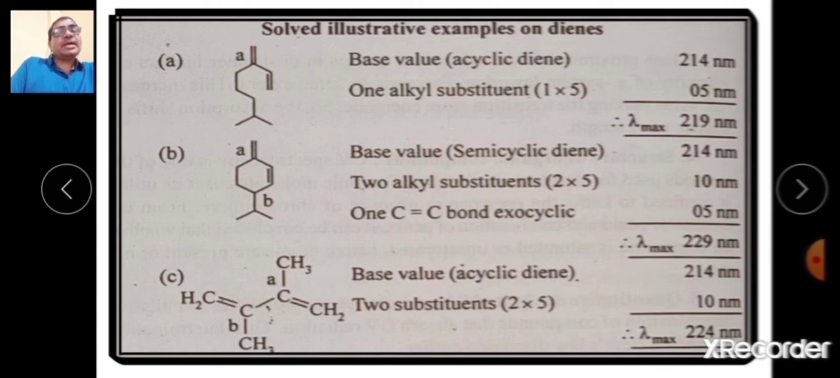Now let us see the third example. Here the diene system is shown: CH2, C single bond, C double bond. The substituents are A and B. Of course there are alkyl substituents, and therefore the base value for acyclic diene is 214 nanometer. Two alkyl substituents, each adds 5, and therefore we are adding 10, and the lambda max value becomes 224.